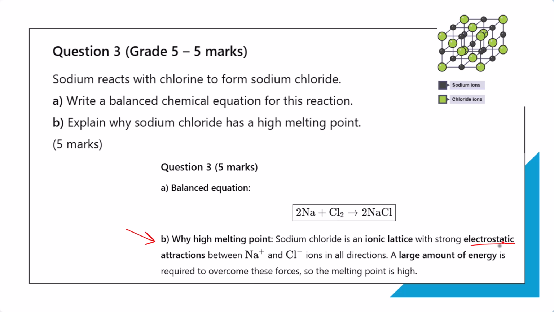So keywords: electrostatic attraction. The other one is an ionic lattice, which means it's made of positive ions and negative ions forming a structure, like a 3D structure. Then you have to say a large amount of energy is needed. And then the conclusion: high melting point, because the force of attraction is so strong. To break it, you need a lot of energy.